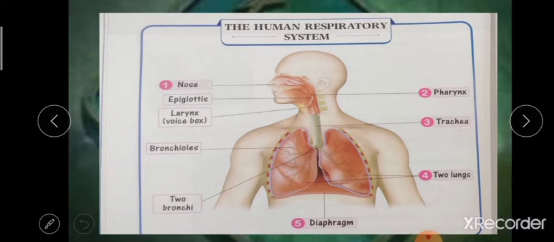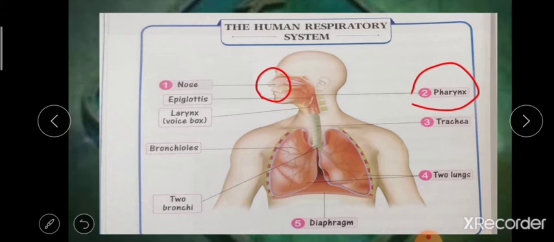A group of organs makes a respiratory system. It means a respiratory system consists of organs such as the nose. Number one is the nose. The nose is the first organ in the respiratory system. After that, the pharynx. Pharynx is also in the digestive system. We said that the pharynx is a common cavity between the digestive system and the respiratory system.